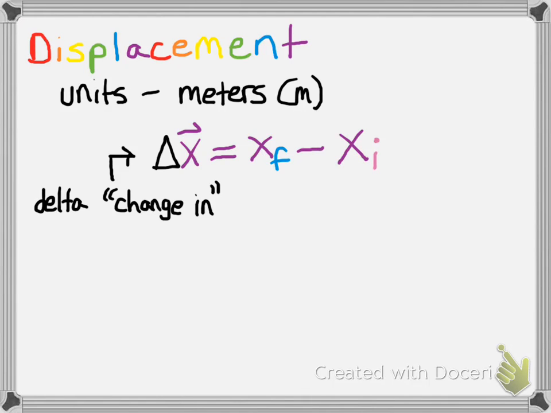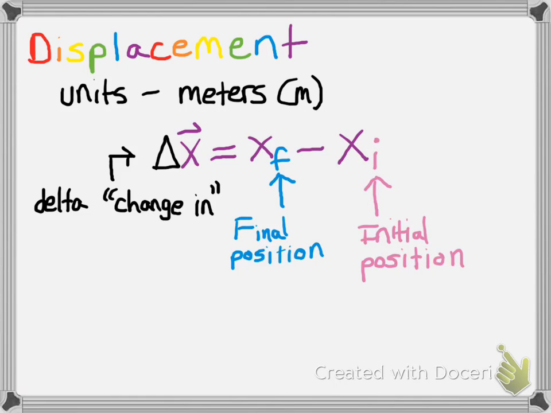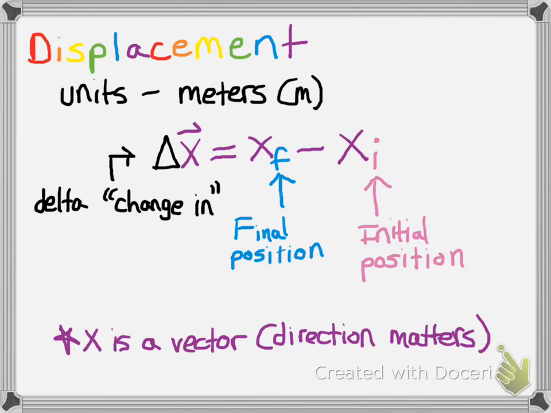This first part that looks like a triangle is called delta. It means change in. Change in x represents displacement. The x final is the final position, and the x initial is the initial position. So, to figure out the displacement, you subtract the initial position from the final position. One thing to remember is that displacement is a vector, which means direction matters.